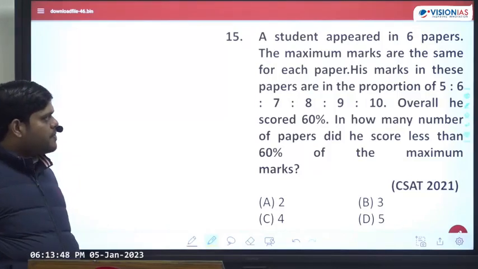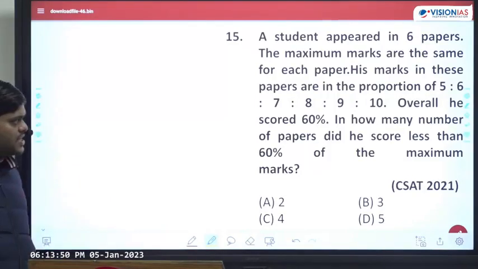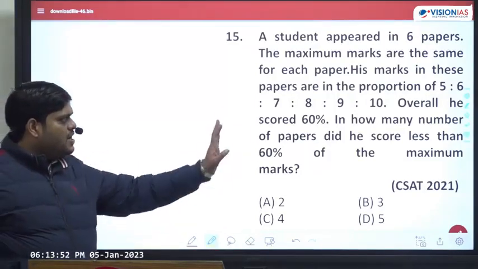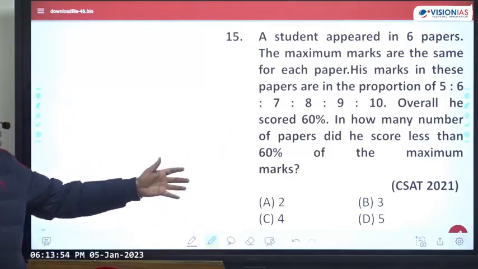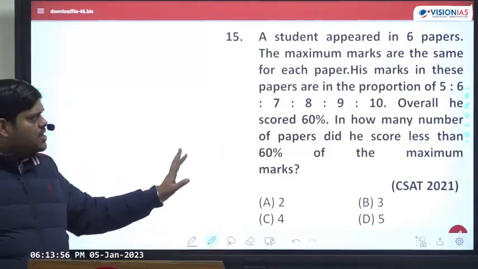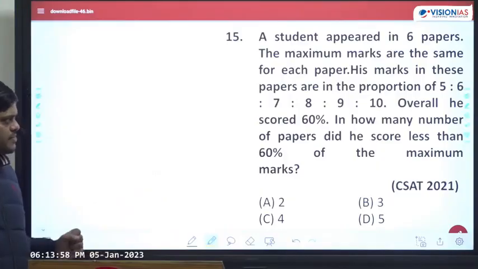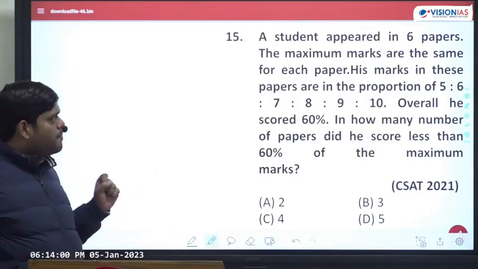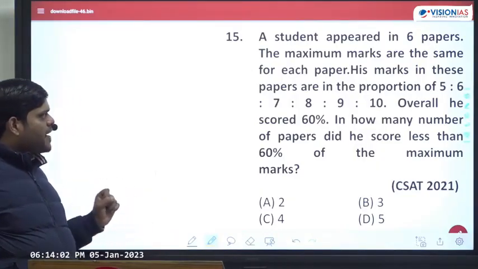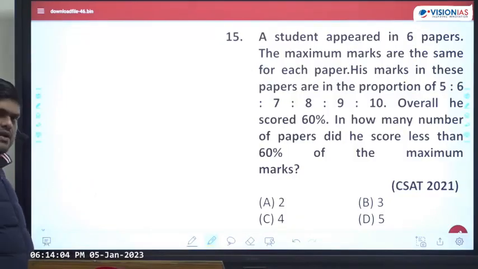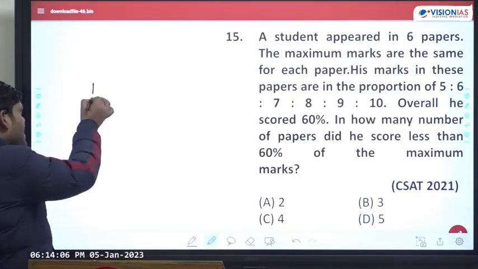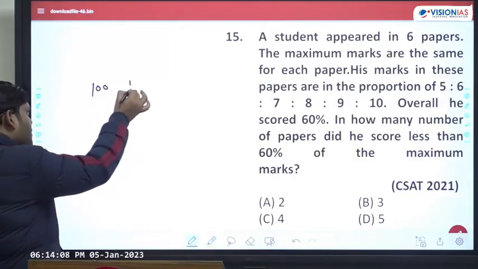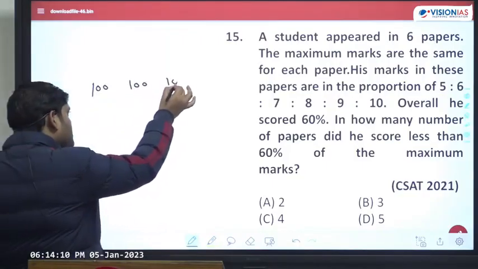A student appears in 6 papers. Everything is given as a percentage or ratio, but the final answer is not in that, so we have to assume something here. The maximum marks are the same for each paper, so we can assume that in each paper the maximum marks is 100.